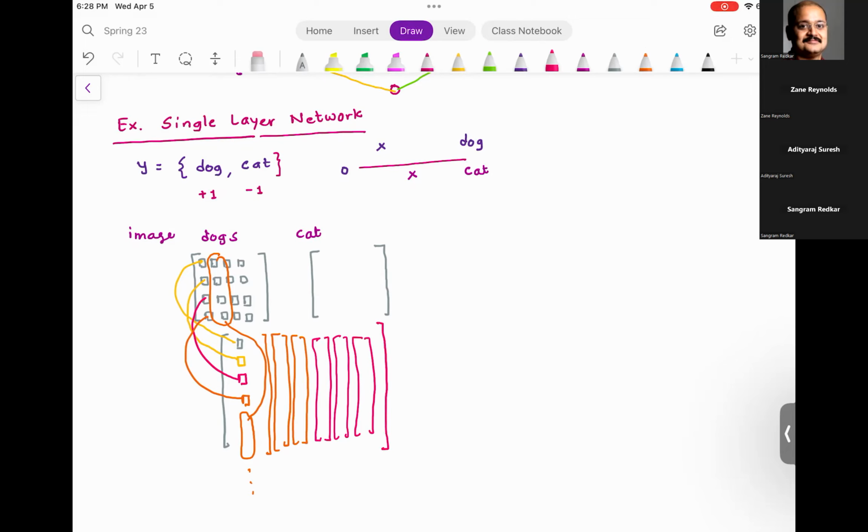And then I'm going to assign all dogs to be pluses. So for an example, these are all dogs. So there will be 1, 1, 1. These are all cats. So this will be -1, -1, -1.